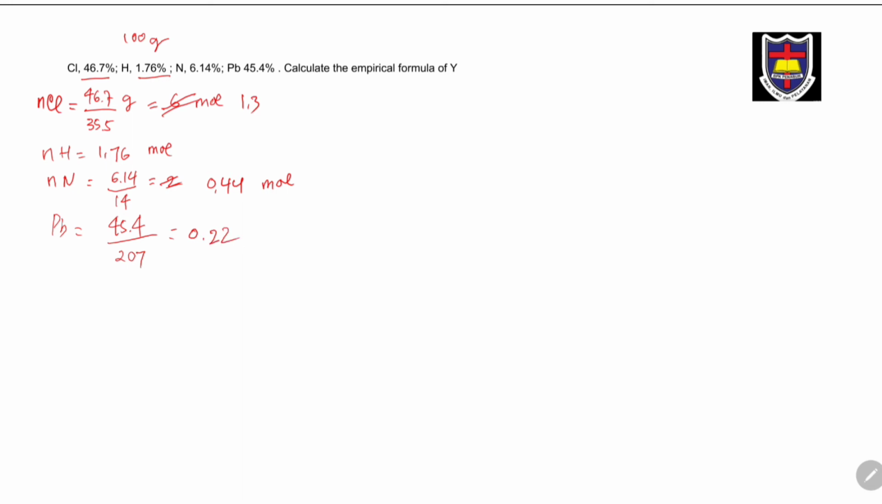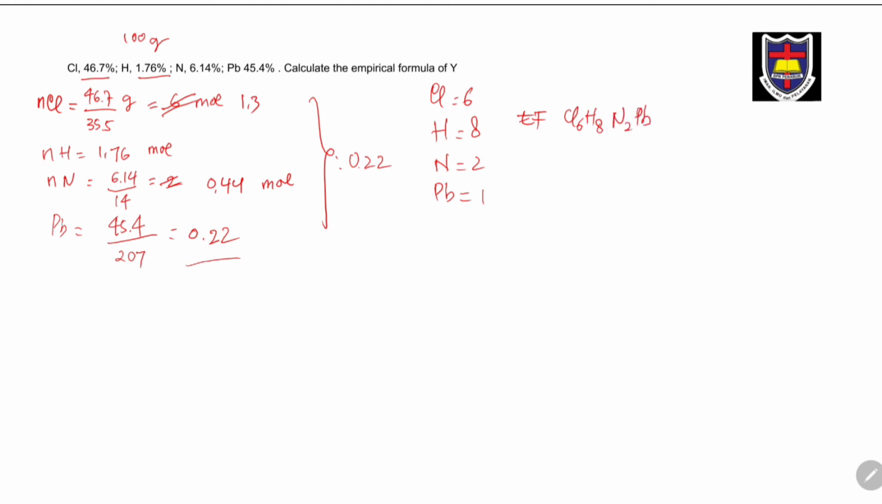This is the smallest, so all of these are divided by 0.22. Then we get Cl is 6, H is 8, N is 2, Pb is 1. So the empirical formula is Cl6H8N2Pb.